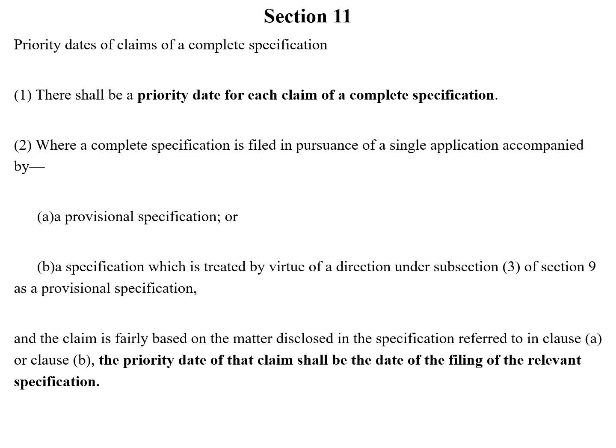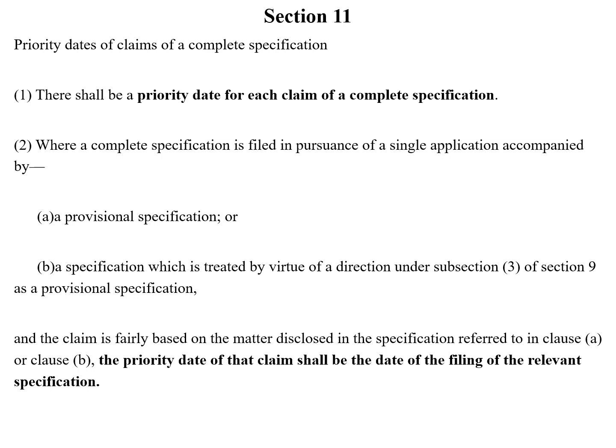As you know, a complete specification has many claims, and each of these claims has a respective priority date. A claim can have one or more priority dates. This section deals with the aspects of the priority dates of claims. Subsection 1 says that a priority date is set for each claim of a complete specification. So each claim will have a priority date.